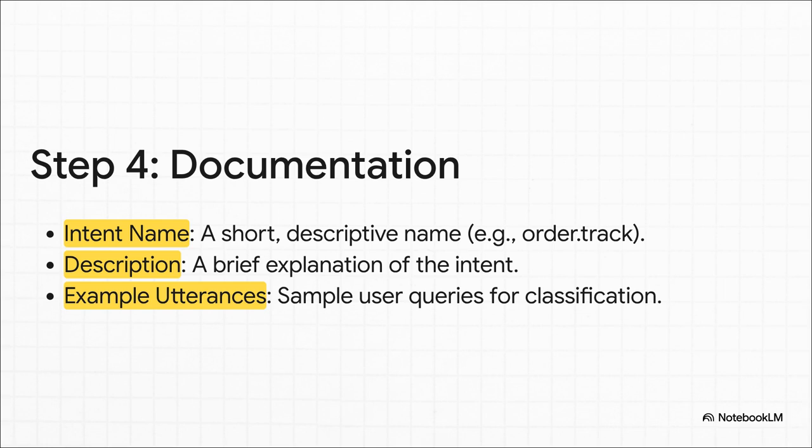Now let's jump ahead to step four, because this is a step that people often rush, and it's a huge mistake. Once you have your categories, you have to document them like your life depends on it. Every single intent needs a clear name, a simple description of what it does, and, this is key, a bunch of real-world examples of how a user would ask for it. This documentation is literally what you will use to teach your AI.